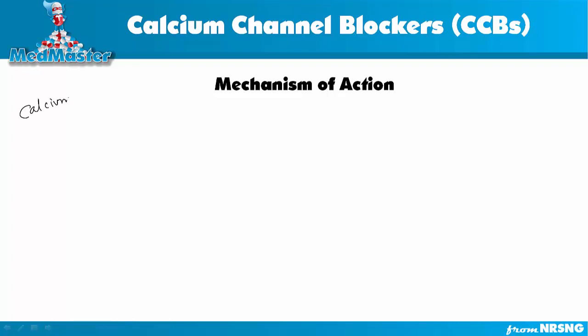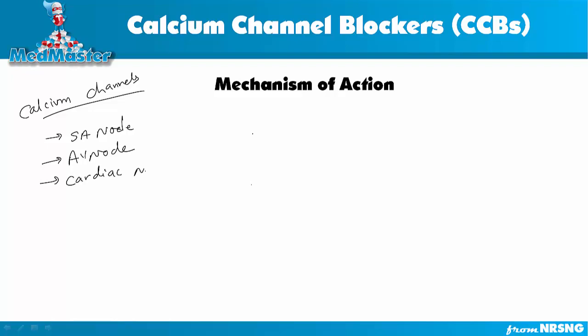So, mechanism of action. Before we understand the mechanism of action, let's talk about the calcium channels. Where do you find calcium channels in our body? The first one you find in the SA node, in the heart you find them in the AV node, cardiac myocytes, which is basically the heart cell, and vascular smooth muscles.